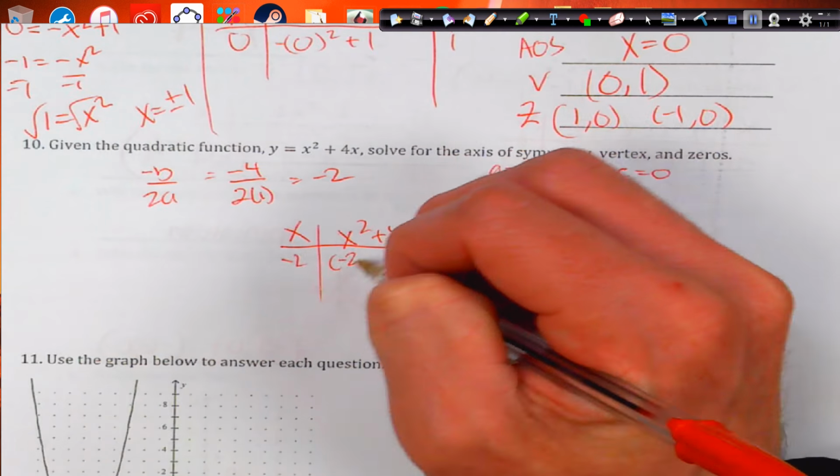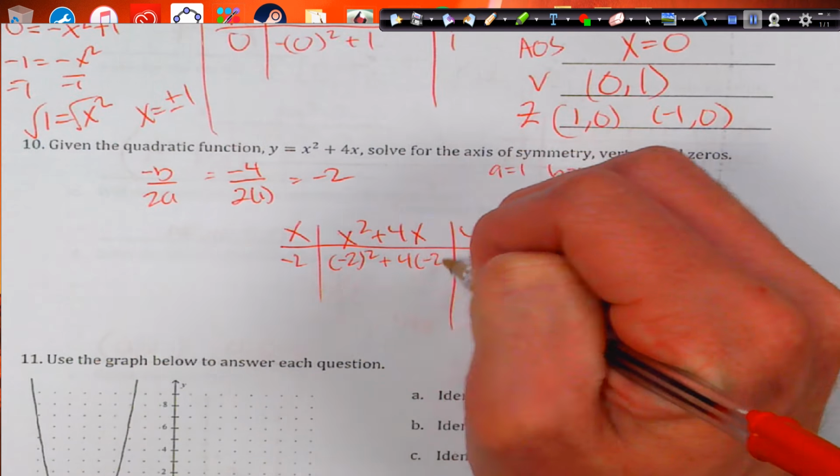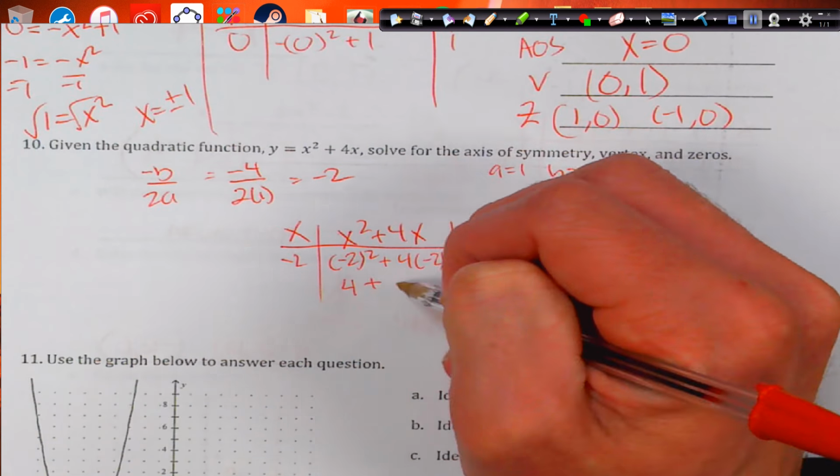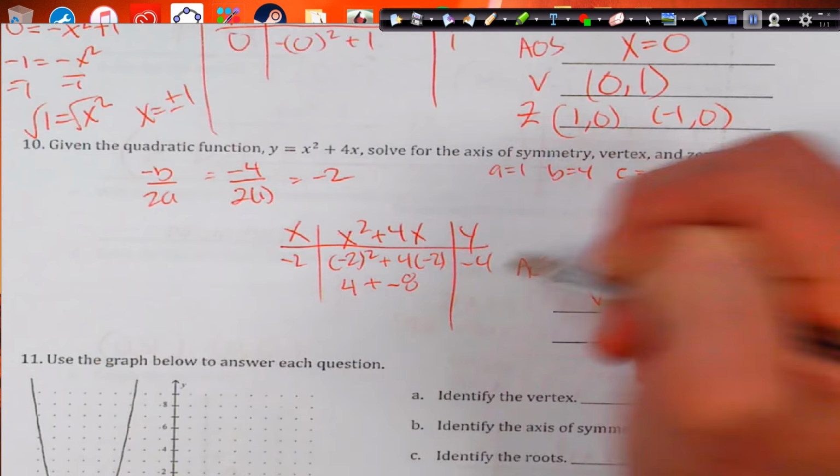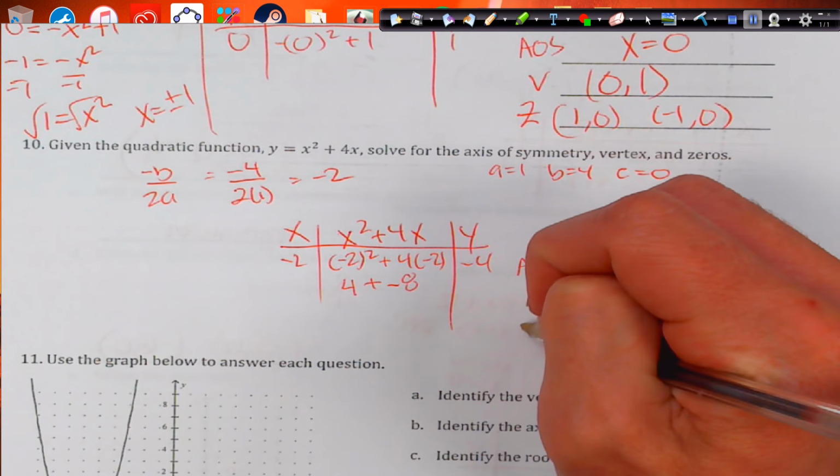So we get -2 squared plus 4 times -2. That's going to become 4 plus a -8, which gives me -4. And then my zeros. I'm going to set this equal to 0 and solve.